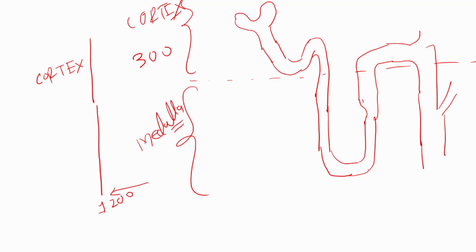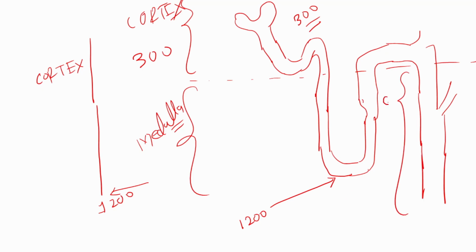Let me recap again what I have said. We have a cortex at 300 milliosmoles per kilogram, which is almost equal to plasma, and an inner medullary tip, this area, which is 1200 milliosmoles per kilogram. We also have a collecting duct, let's write CD, which is descending through this gradient.